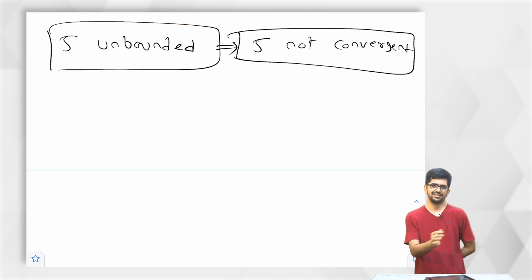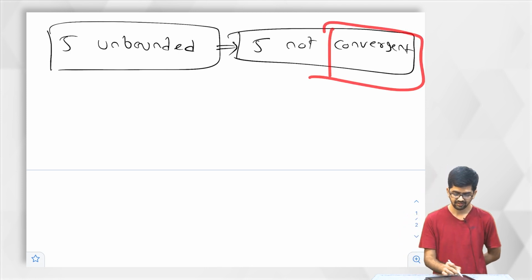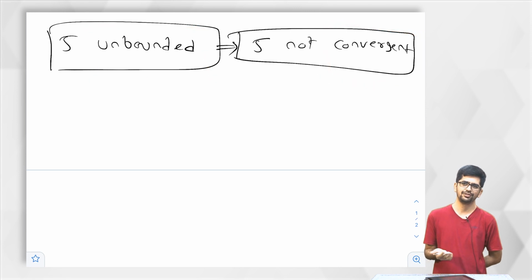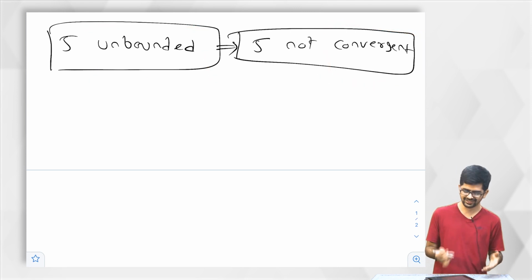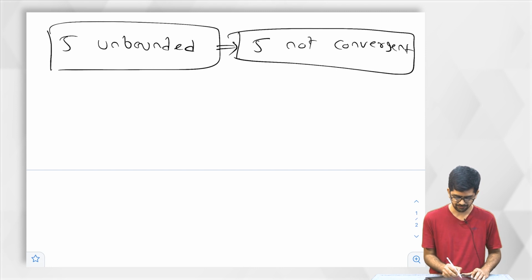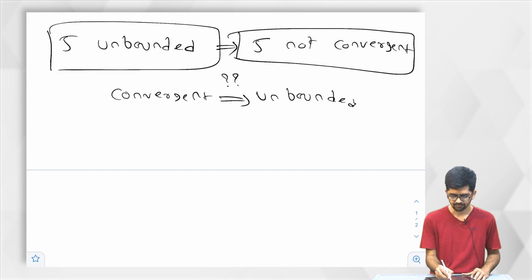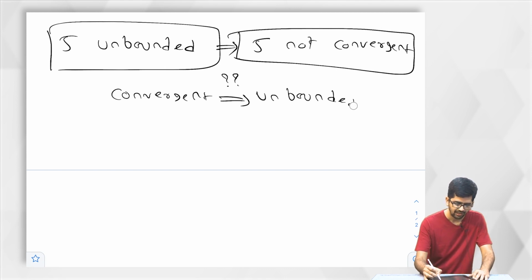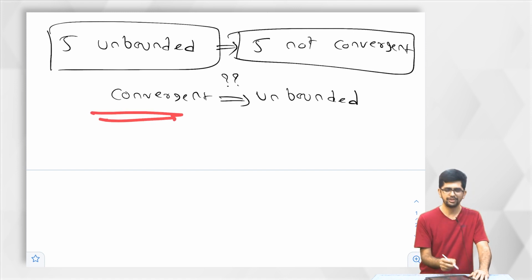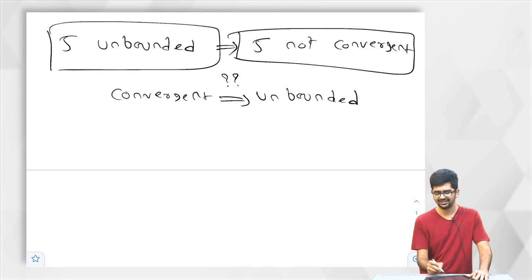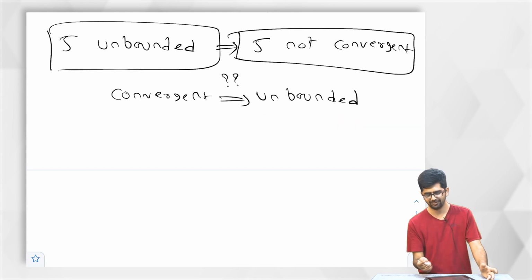So let us ask the other question. What is the probability of a convergent sequence to be unbounded? It should also be very low. I mean, we don't really know that yet. We'll just ask that question. What is the probability of convergent to be unbounded? The question is the following. Suppose you start with a convergent sequence, how many times do you realize that it is unbounded? That is the only basic question.